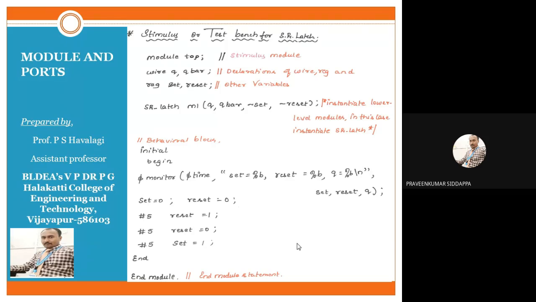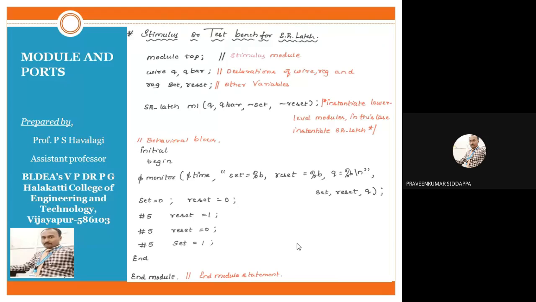In your Verilog code we have written input set comma reset. For an SR latch there should be two inputs, one is set and another one is reset. But the same thing, if you want to initialize in the test bench, we write it as register. Those should act like a register. Don't call them by the same name, input. Input should be written in Verilog code, but in the test bench those act like registers. So we write register set comma reset.